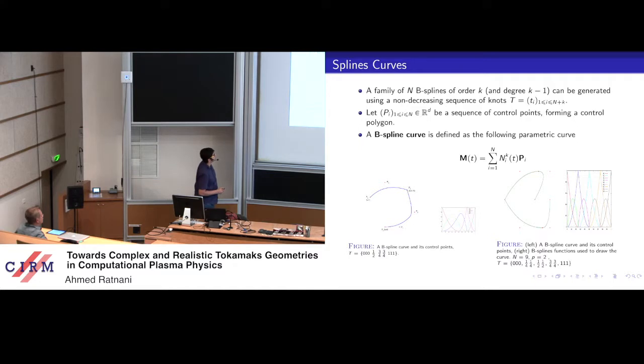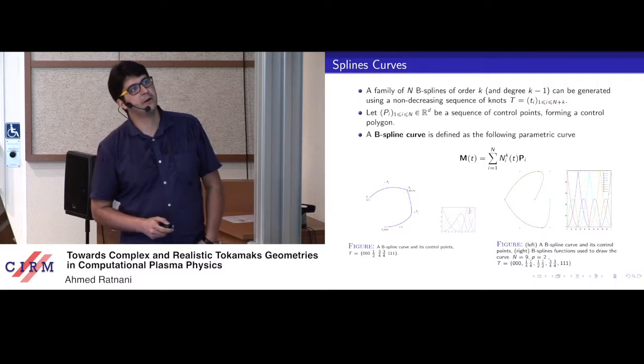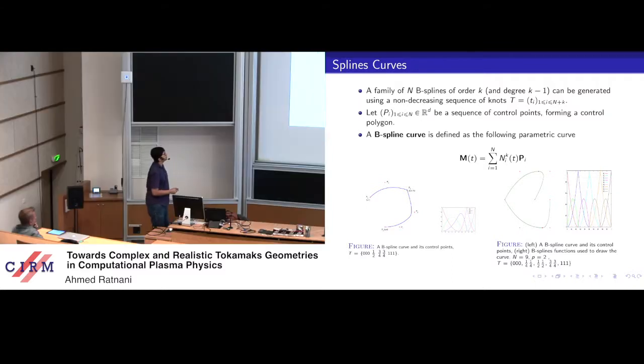Here it's not the case. You see that, for example, this function is regular. All these functions are regular except this one. Okay? And I can control the regularity of this function by having higher multiplicity here. Okay, so the highest multiplicity that I can put here is equal to the degree of the spline.